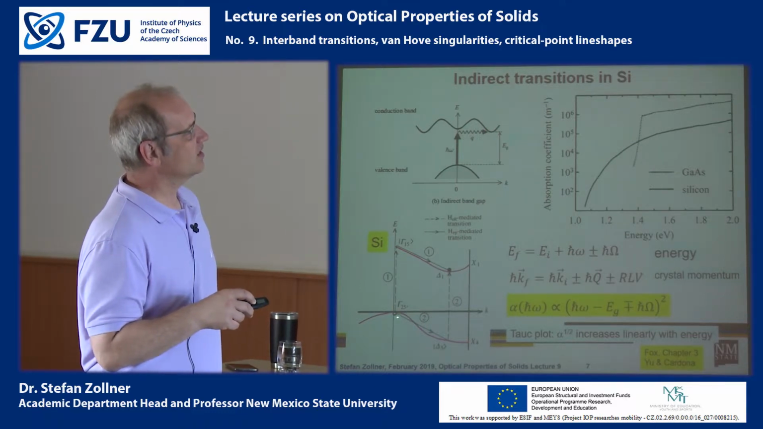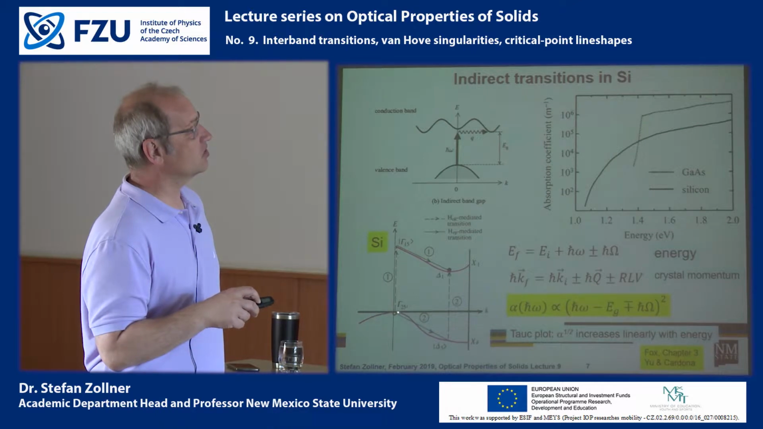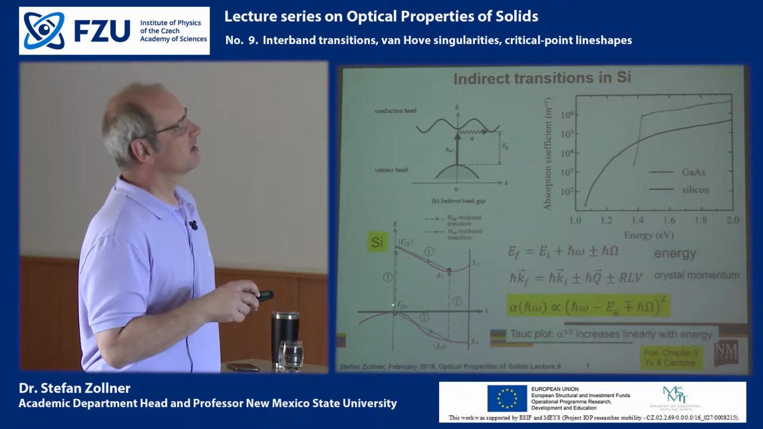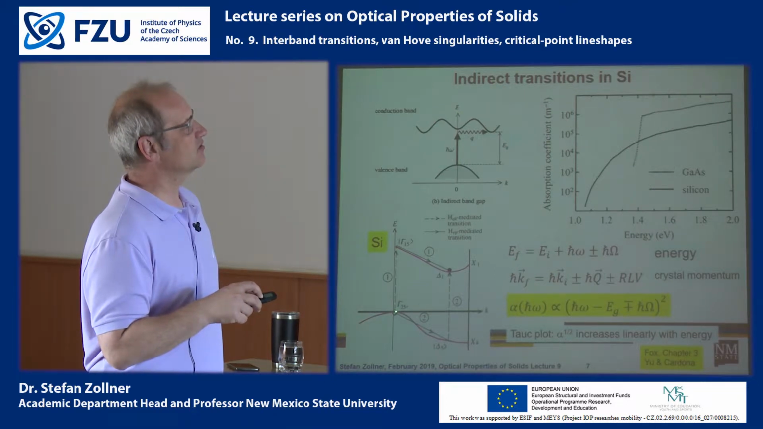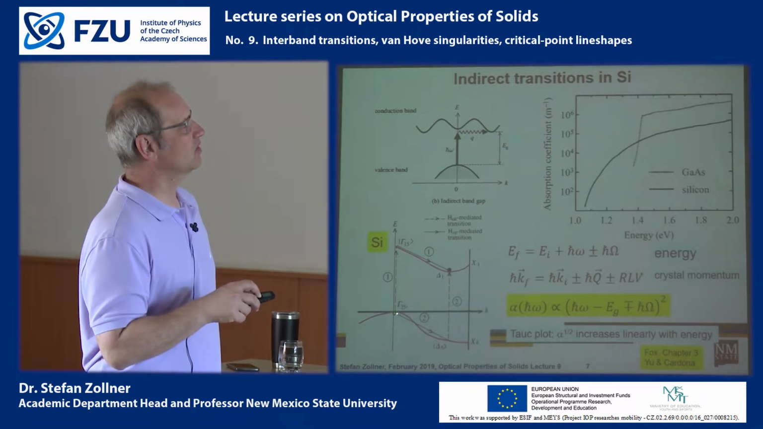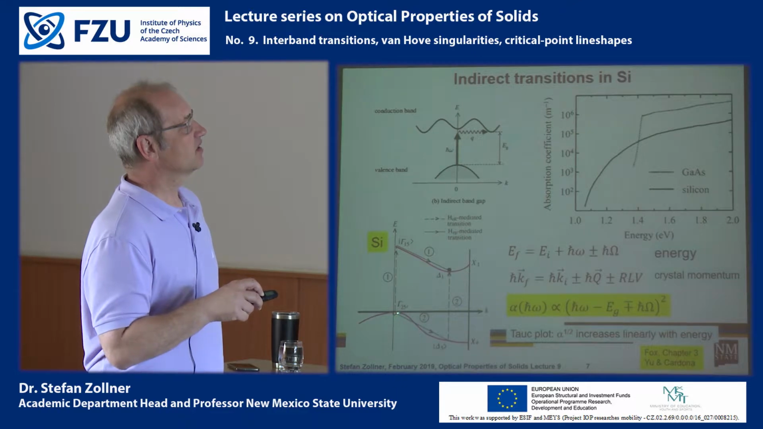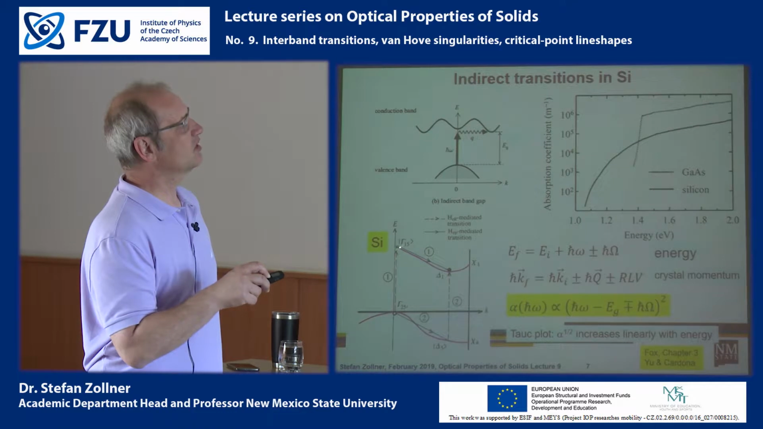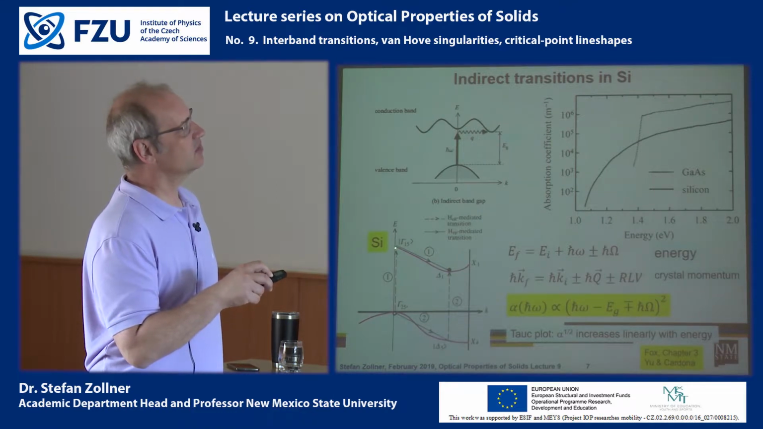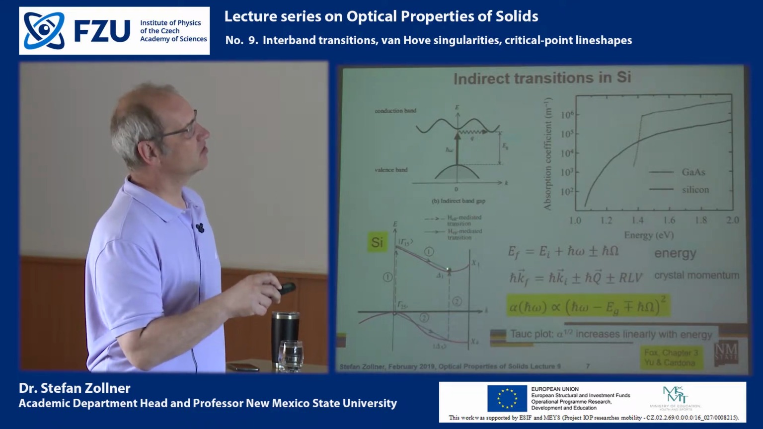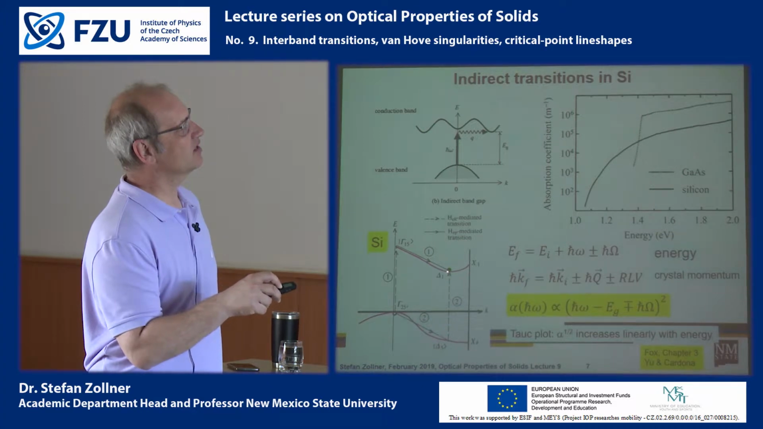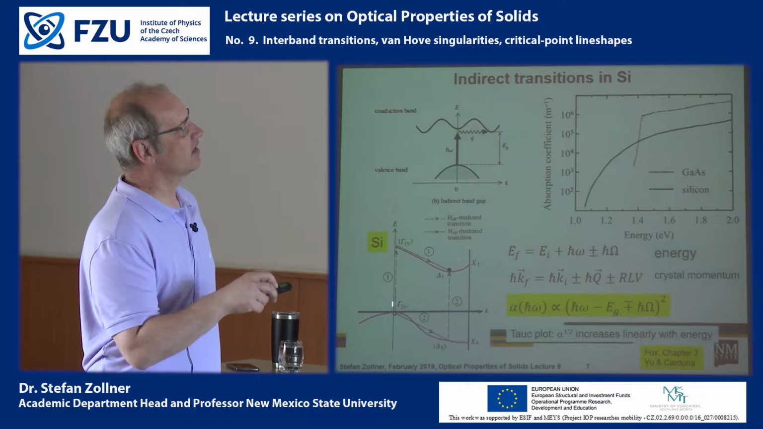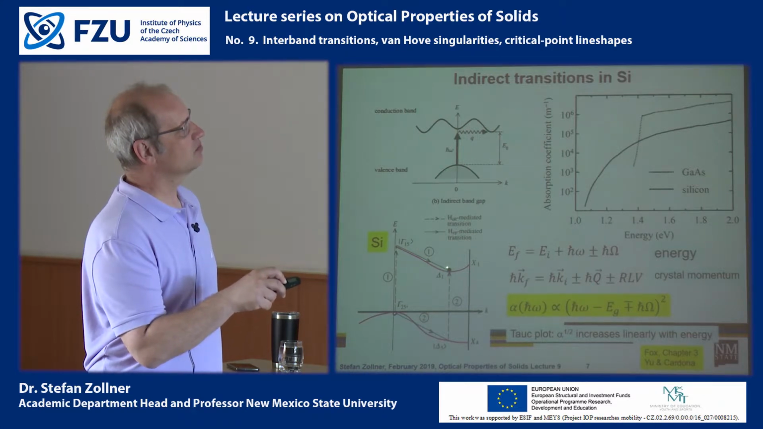So in silicon, if the initial state is an electron here in the valence band, there are two different processes that can occur. Either this electron is first raised into an intermediate state in the conduction band and then scatters by a phonon to end up in the final state. In this case, this is an electron-phonon process.